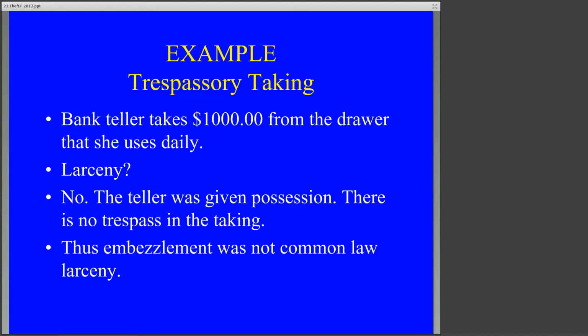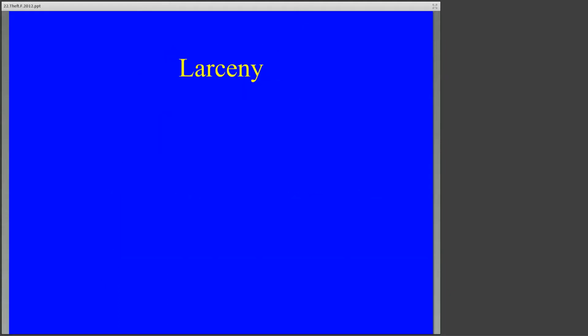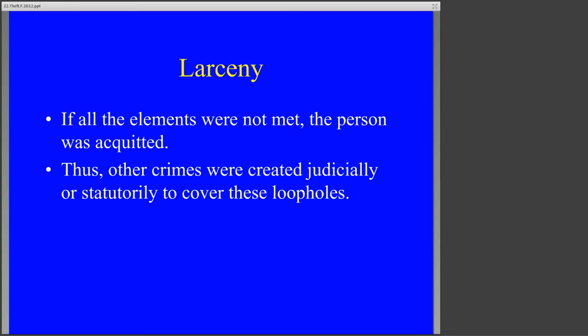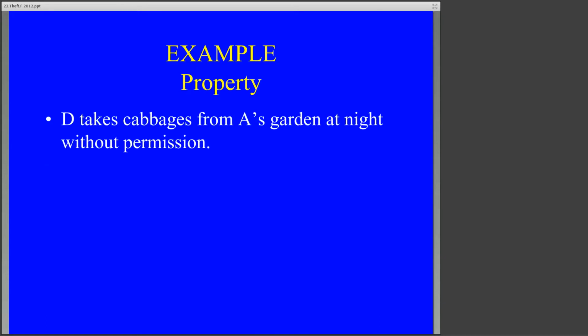You may know this crime as embezzlement, but embezzlement was not common law larceny. With larceny, as with any crime, even in the common law and today, if all the elements are not met, the person has to be acquitted of that crime. So because so many people were getting away with criminal conduct, the law had to change to fit the society and to fit the circumstances of society. So other crimes were created judicially or statutorily to cover these loopholes.